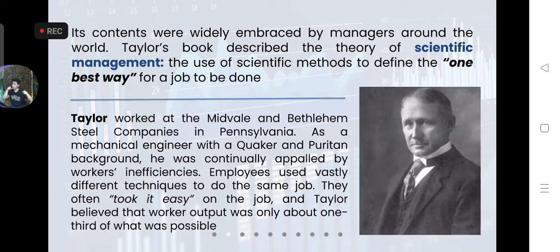Taylor worked at the Midvale and Bethlehem Steel Companies in Pennsylvania. As a mechanical engineer with a Quaker and Puritan background, he was continually appalled by workers' inefficiency. Employees used vastly different techniques to do the same job. They often took it easy on the job, and Taylor believed that workers' output was only about one third of what was possible. So next slide please. So muna siya.